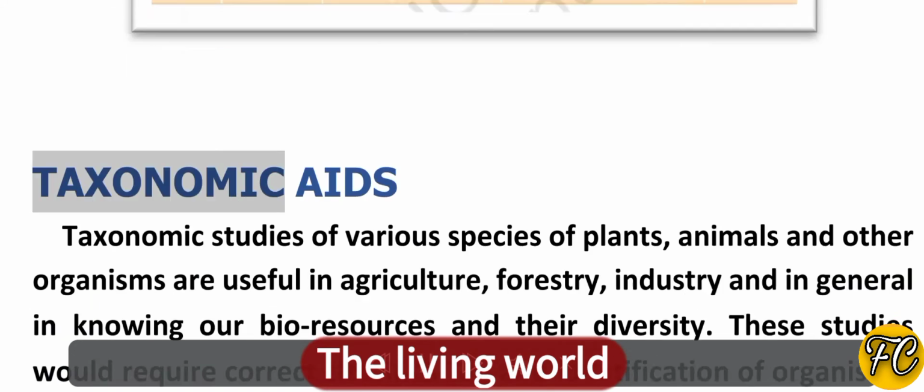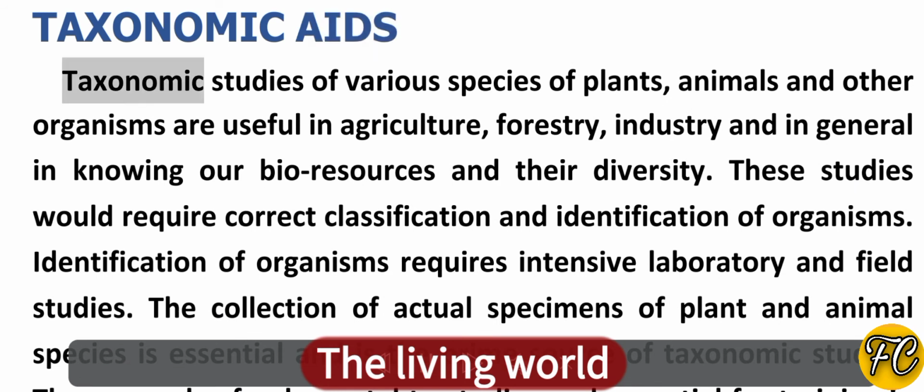Taxonomic aids. Taxonomic studies of various species of plants, animals and other organisms are useful in agriculture, forestry, industry and in general in knowing our bioresources and their diversity. These studies would require correct classification and identification of organisms. Identification of organisms requires intensive laboratory and field studies.